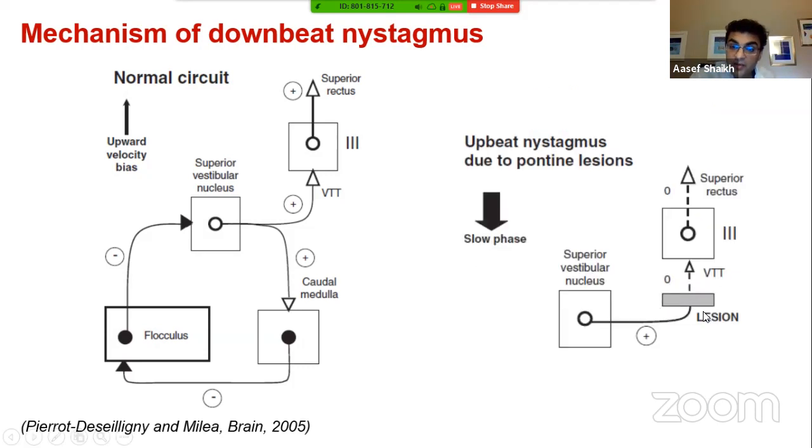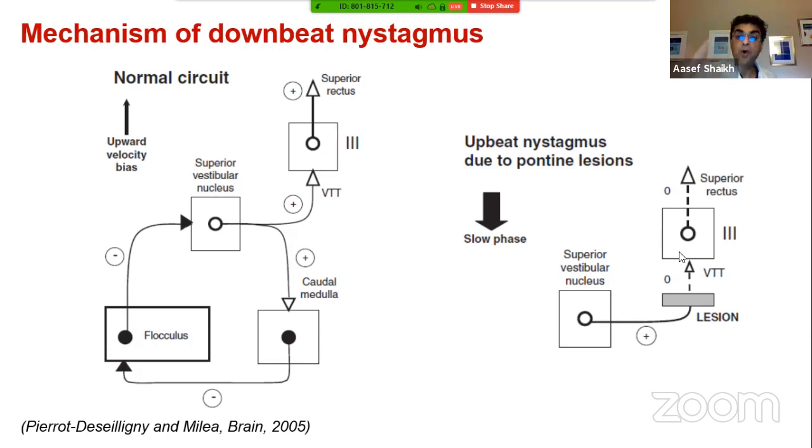If you lesion the ventral tegmental tract, you are cutting down the signal which goes to the superior rectus, and now the superior rectus is totally not working, not excited. As a result, your eyes are going to drift down and you're going to get upbeat nystagmus.